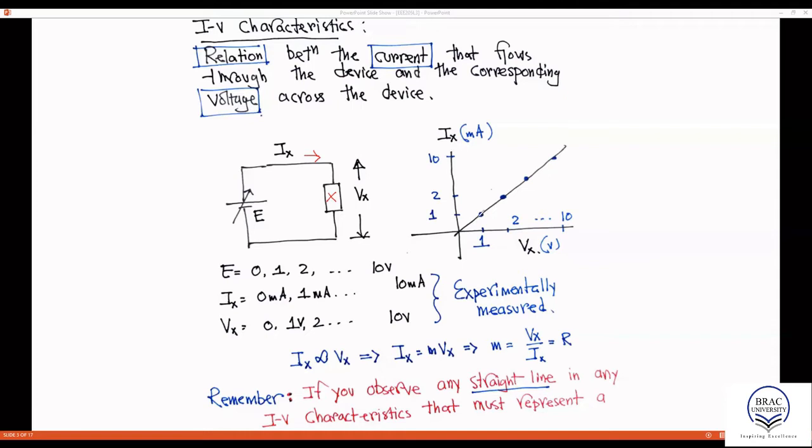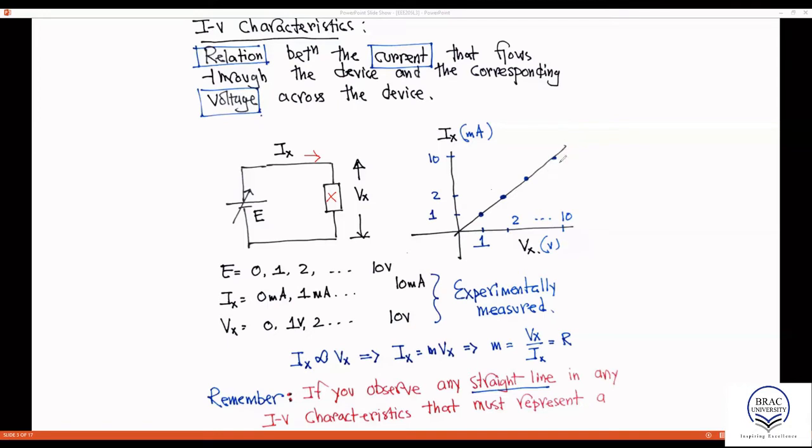In order to plot it, we have our graph where the vertical axis, or the y-axis, is the current Ix in milliampere, and the horizontal axis, or the x-axis, is our voltage. If you put all the points, we notice a pattern. If you connect all the points, it gives us a straight line.